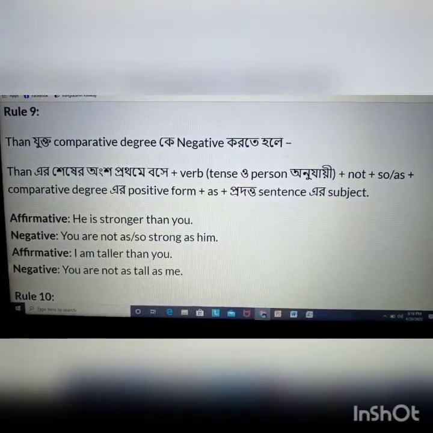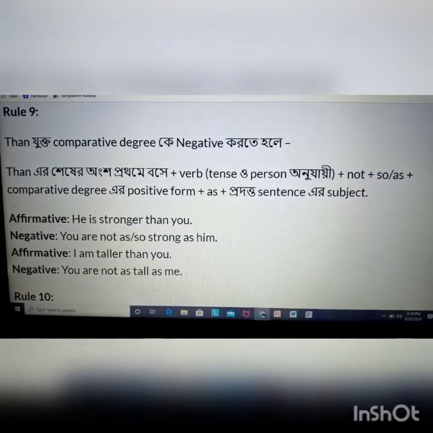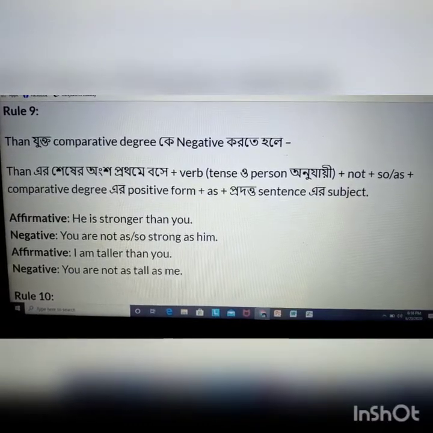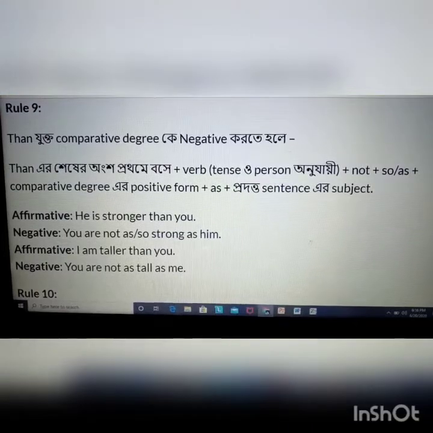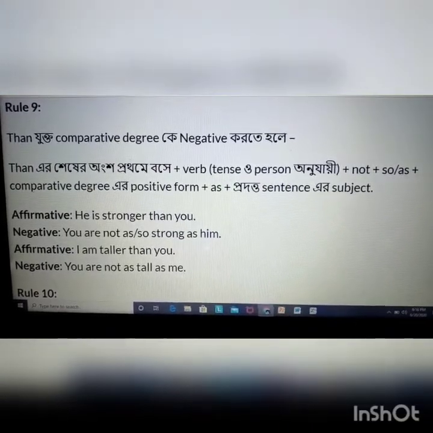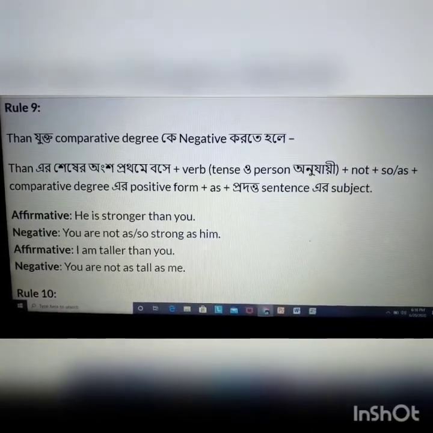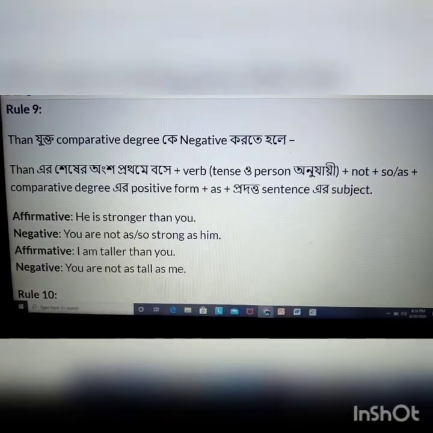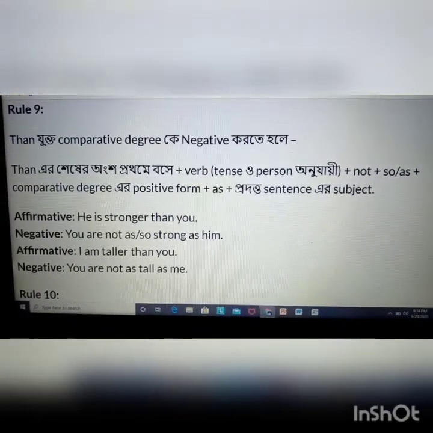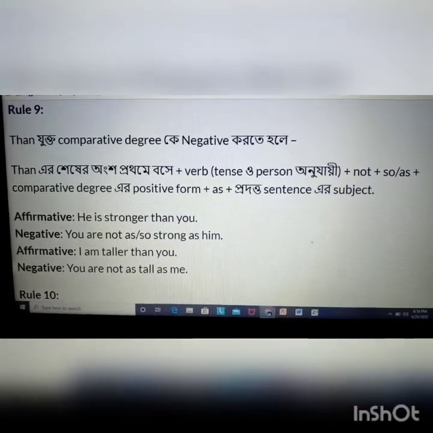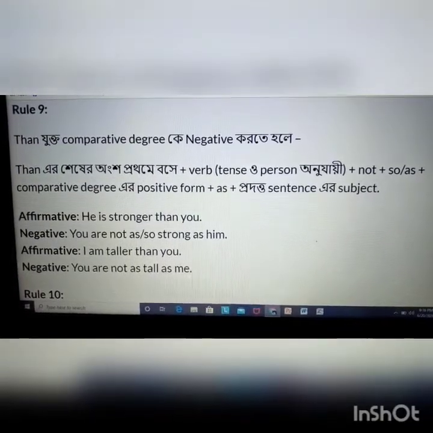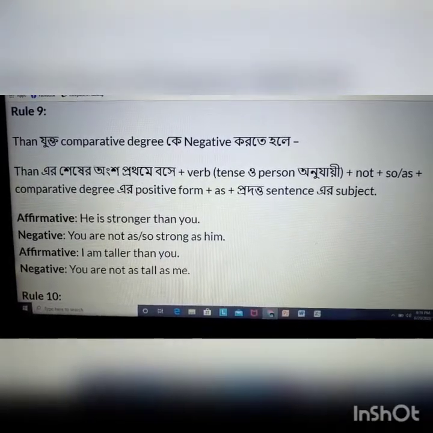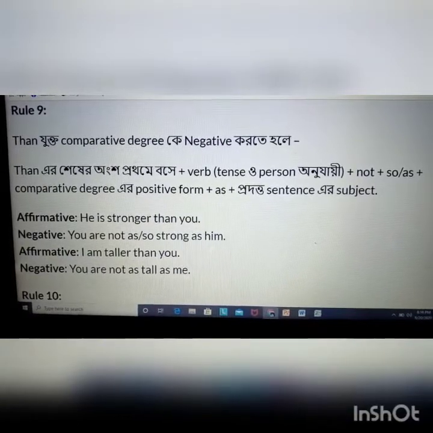If there is only than in the comparative degree, the rules will be like that. The last portion of the than will sit first, plus verb. According to tense and person, we have to use the verb, plus not, plus so or as, plus the positive form of the comparative degree, plus as, plus the subject of the sentence.